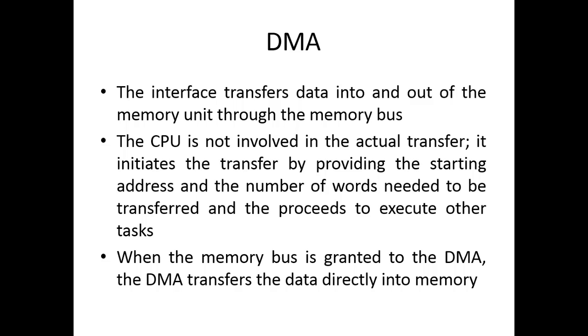The interface which resides between the CPU and a peripheral device can transfer data into and out of the memory unit using the memory bus directly. So when the memory bus is granted to the DMA, or specifically the DMA controller, the data can be directly transferred to the memory unit.